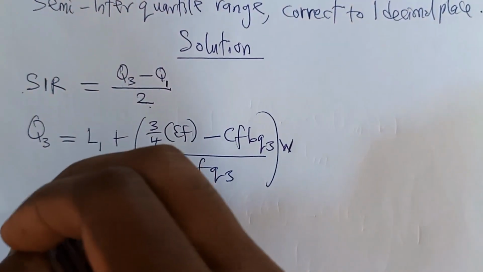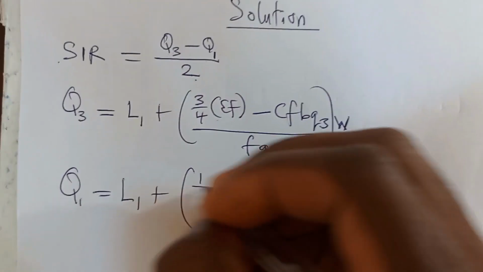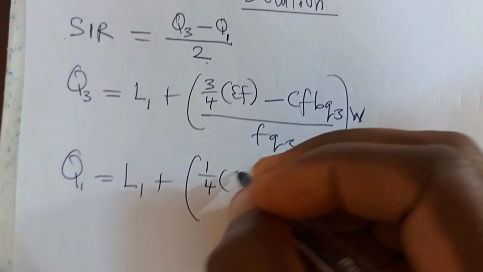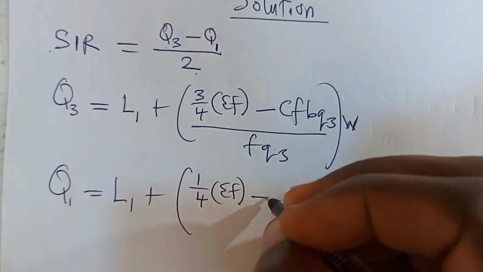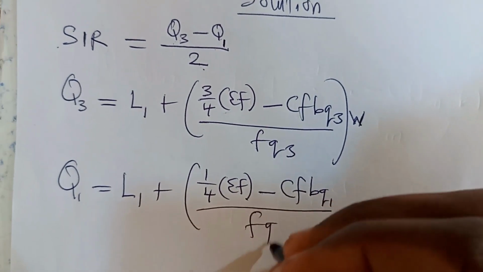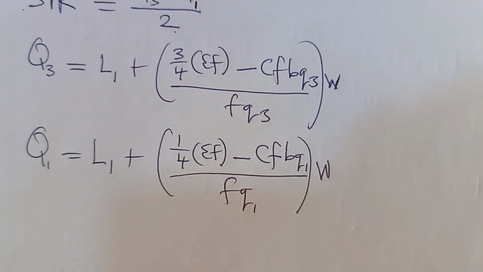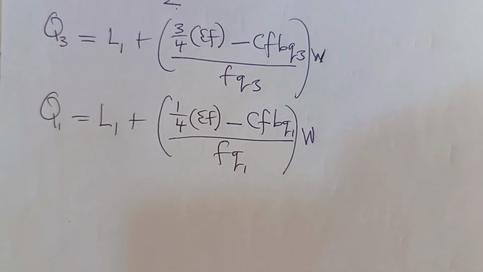Then what is Q1? Because we're going to need both. L1 plus 1 over 4 for Q1, summation of F, minus cumulative frequency before Q1 over frequency of Q1 times W. That is the class size. Now with this, let's go ahead and draw the table.